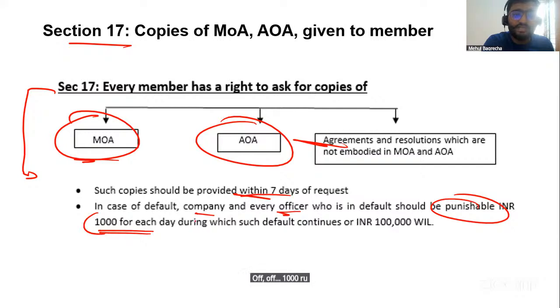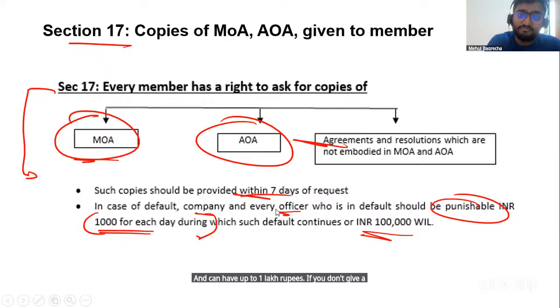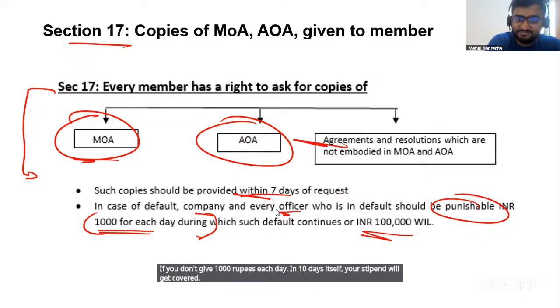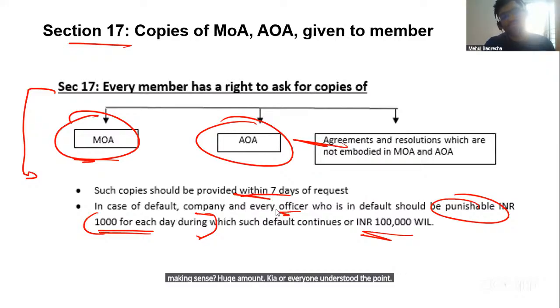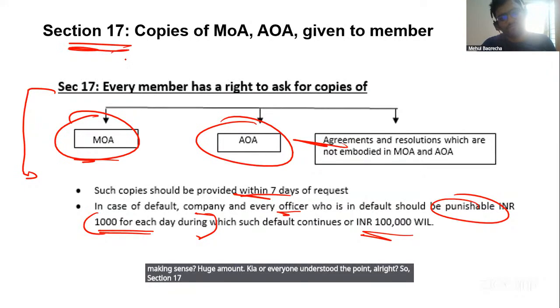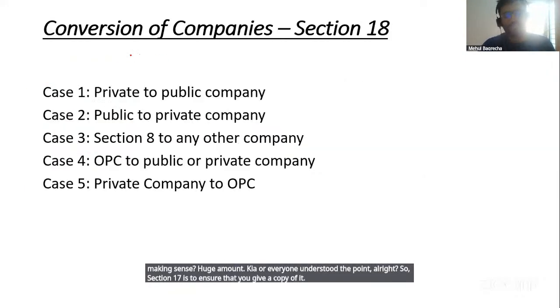1,000 rupees each day, up to 1 lakh rupees, if you don't give a copy on the member's request. If a member is requesting MOA, give a copy of MOA. If you don't give, it's 1,000 rupees each day. In 10 days itself, your stipend will get covered. Making sense? Huge amount. Clear? Everyone understood the point? All right. So section 17 is to ensure that you give a copy of it. Section 18 now.